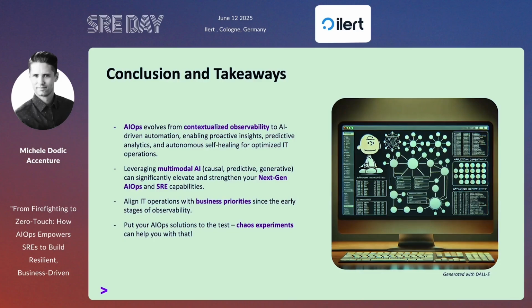What is also important to mention and not forget: align business priorities since the early stages. The earlier you start doing this, the better time you have later. And finally, put your AIOps solutions to the test. Once you have set this up, make sure you test it. And what's better to test than the chaos experiment like we've seen in the live demo.